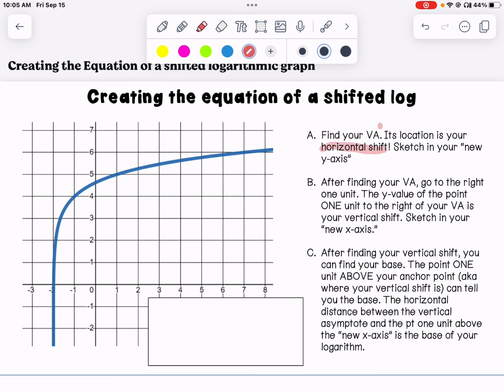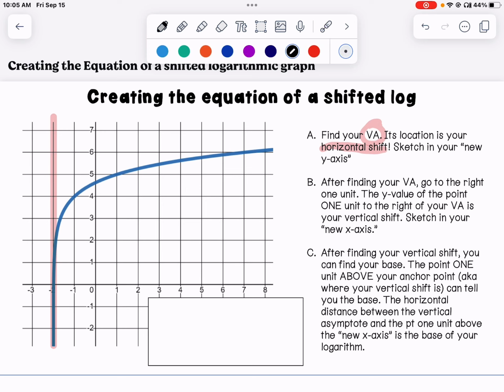and you're going to do that by looking for your vertical asymptote. So our vertical asymptote is the part of the graph where it looks to be a horizontal line. That's where a logarithmic graph always starts. So if you can find that, you can go ahead and sketch in what I call your new y-axis. That is going to be your horizontal shift, and where we're going to base everything else off of. So here, notice that my vertical asymptote is at -2.